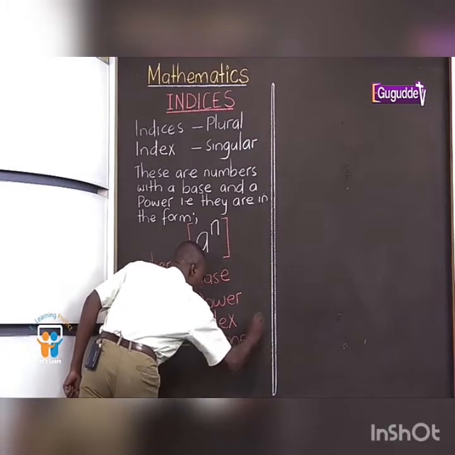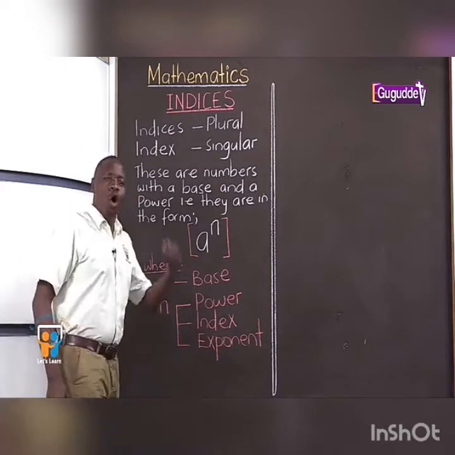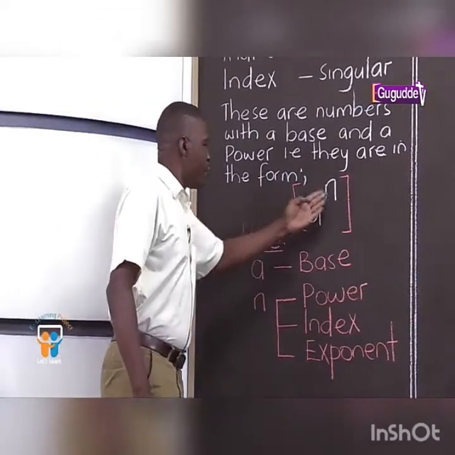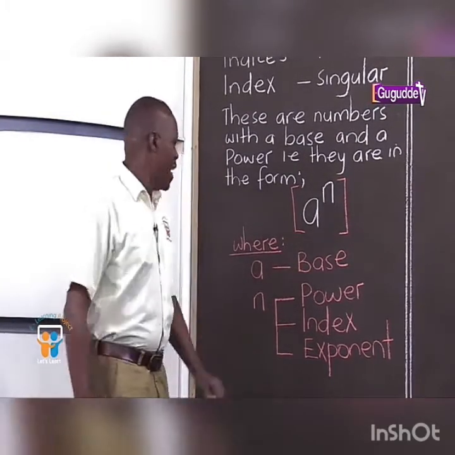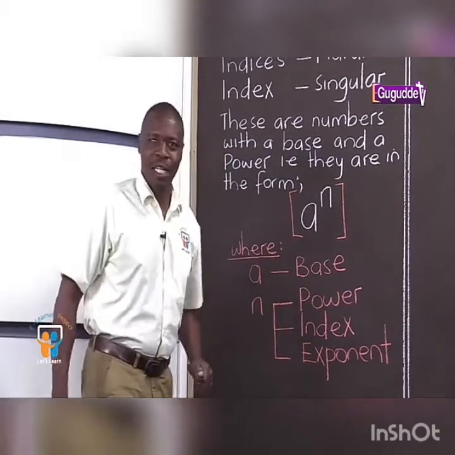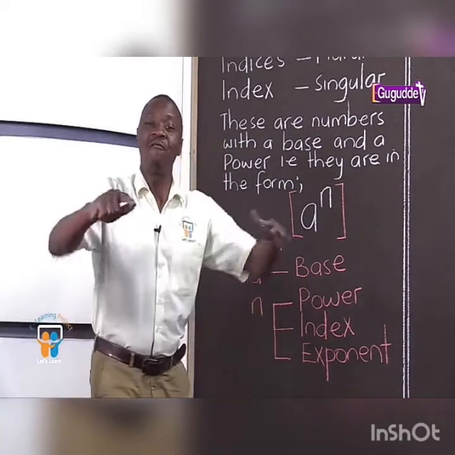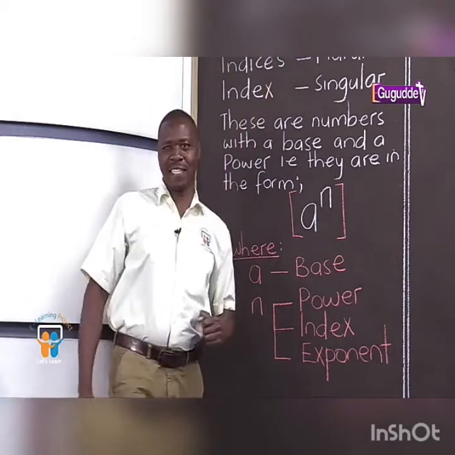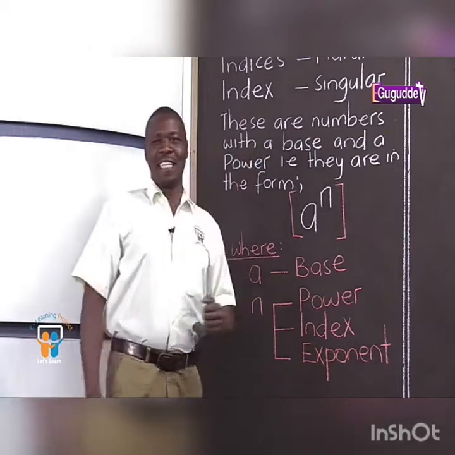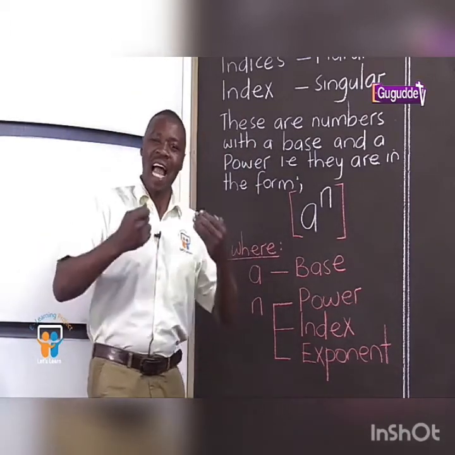Now, what does this mean? It means that all numbers in the form a to the power n, where a is the base, n is the power, or the index, or the exponent, they fall in the family of indices. So we have defined what indices are.